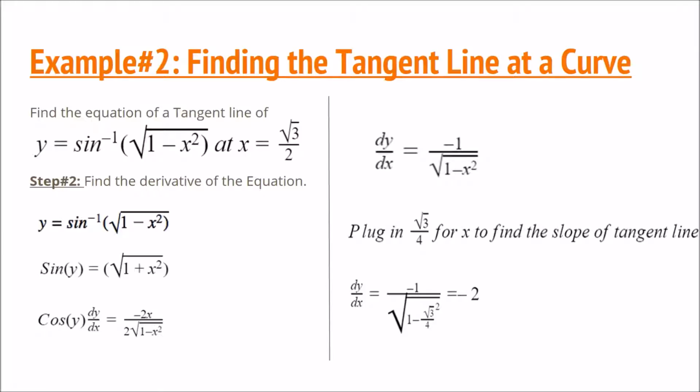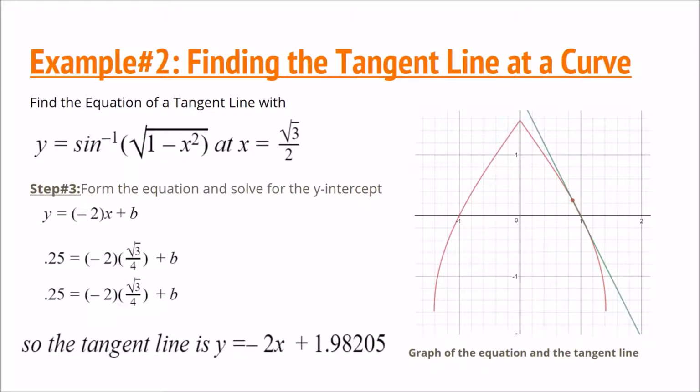Our third step is to form the equation for the tangent line by solving for the y-intercept. We plug in -2 for m and our x and y value for our point on the graph, which gives us 1.98205 for b. And our equation for our tangent line is y equaling negative 2x plus 1.98205.